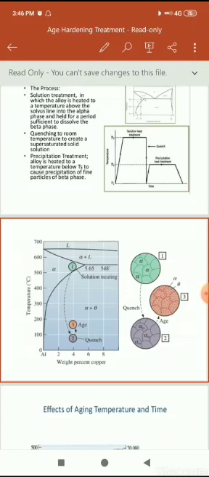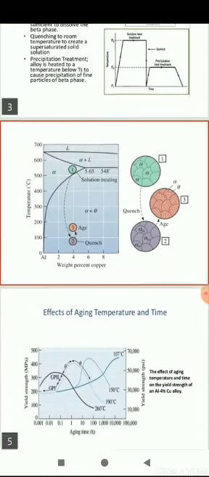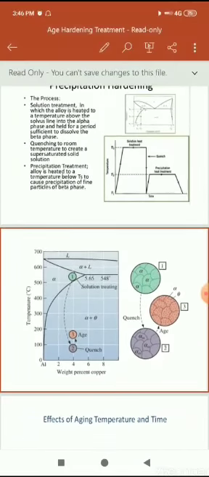Below the level of 660 degrees, what will happen? That is alpha plus L: L is the liquid, alpha plus L indicates the semi-solid, and alpha always indicates the solid. Now come to the point of the solution treatment, indicated by number 1. This is the beginning of the solution treatment.